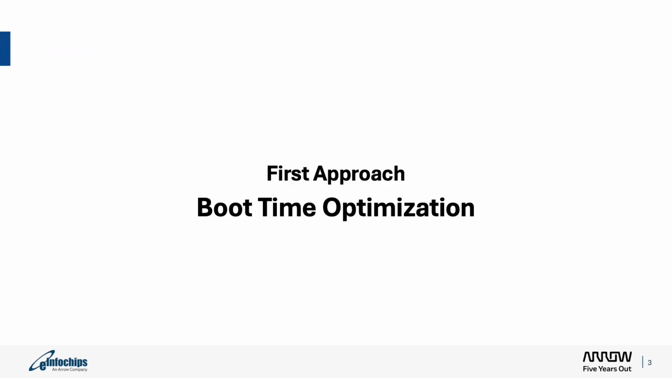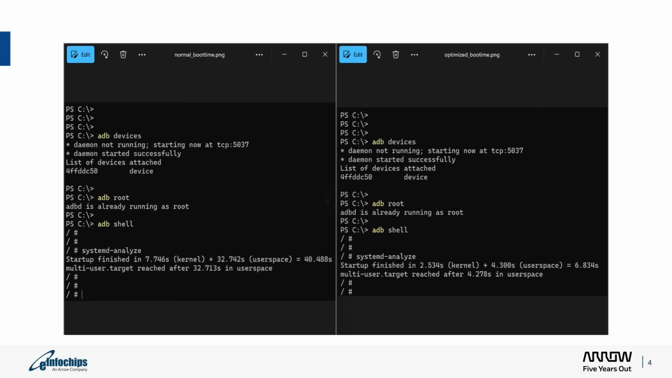First approach, boot time optimization. Boot time optimization is the process of reducing the time it takes to cold boot a system and become fully operational. To achieve this, we modified the Linux kernel, removed unnecessary services, disabled unused interfaces, and eliminated redundant init processes, ultimately reducing the boot up time from around 40 seconds to just 8 seconds.